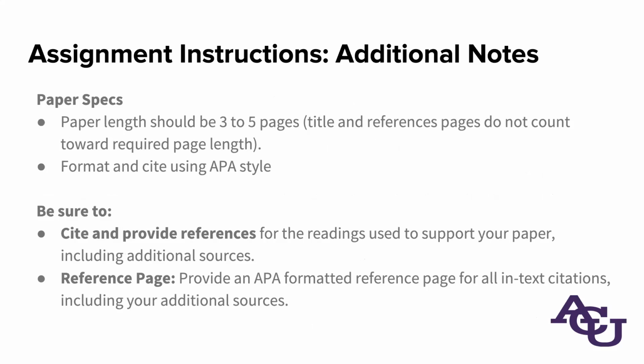And then again, this is going to be 3 to 5 pages in length. It's going to be in APA style. There's that note to cite and provide references for the readings and any additional sources you might introduce. So you will probably have, although the course text is great, you will probably find that you can delve into some of these topics a little bit better if you do a little bit of additional research. We'll talk about that in a moment. And of course, you want to include a reference page that has APA formatted references for all the works that you are citing that require citations, meaning the primary citations.